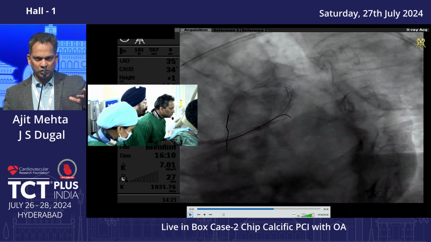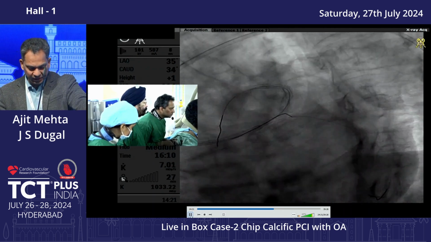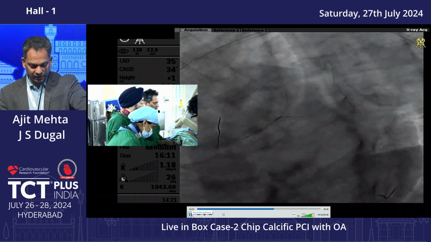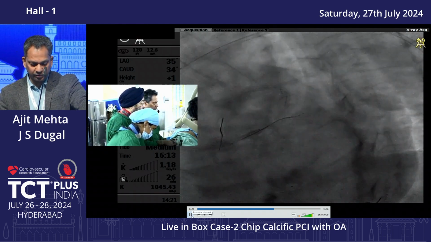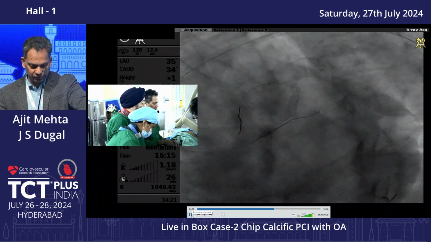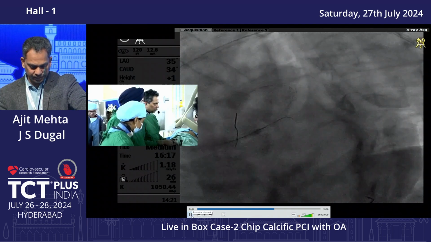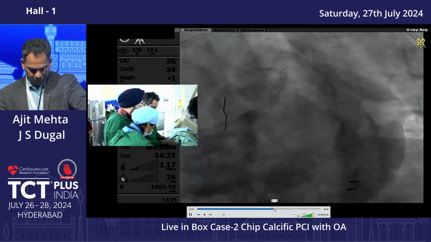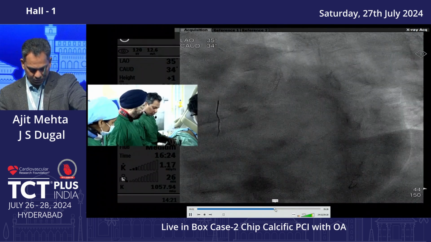So we had crossed the strut distally. See, here, this is a distal strut crossing. Circumflex. You can see the wire as a marker there. Pull back the wire from the LED and then recross into the circumflex. So we have crossed the distal strut, and now 2.5 plan now.